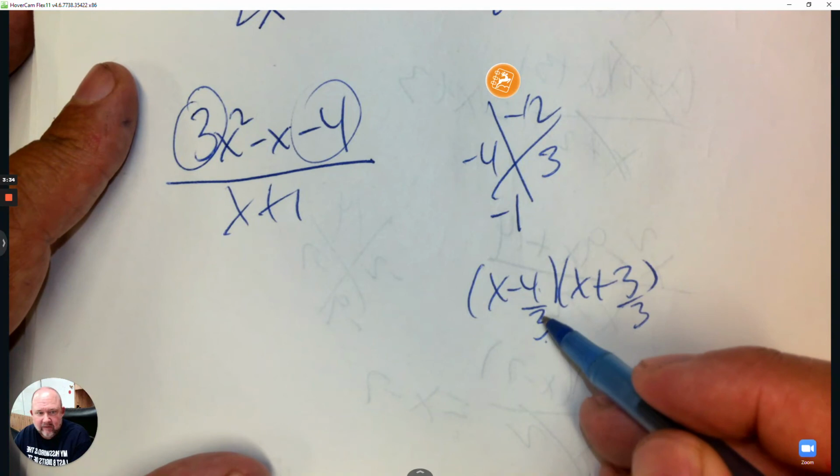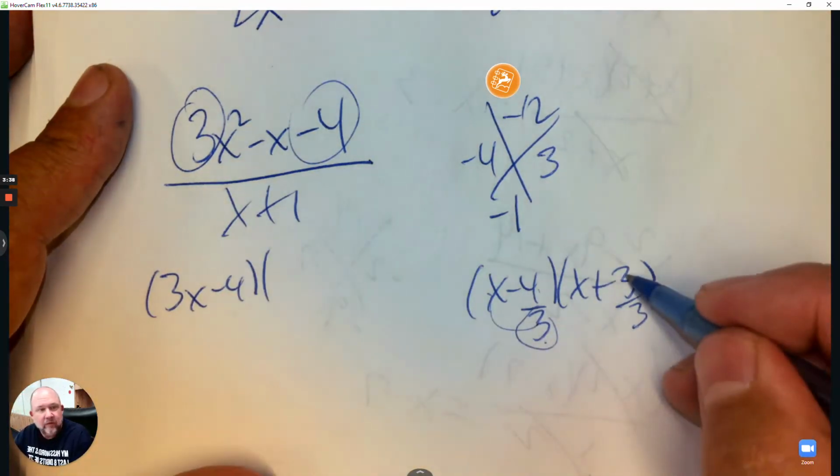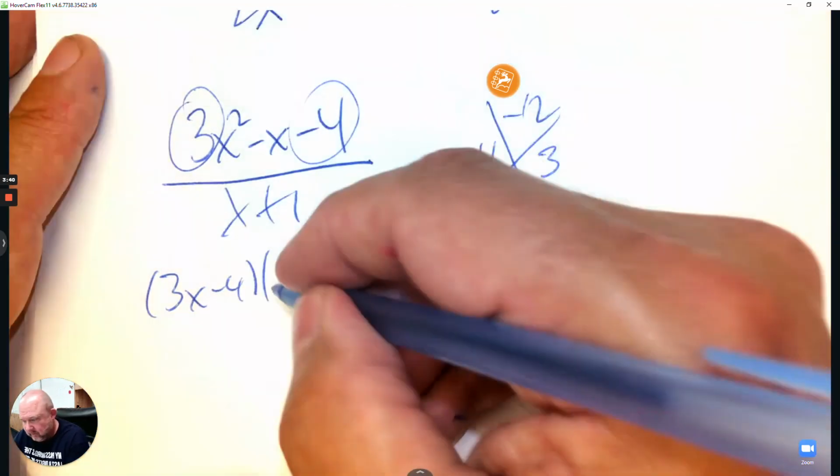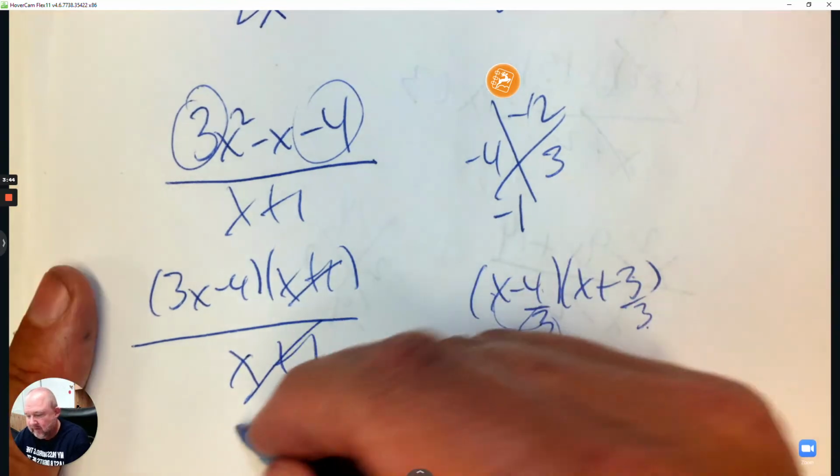So this is a fraction. So the 3 is going to slide in front. 3 divided by 3 is 1. So it's just x plus 1. Divide, and you're left with the answer, 3x minus 4.